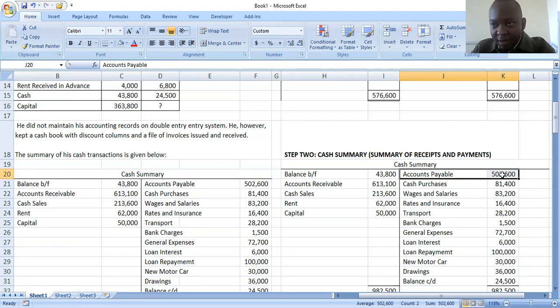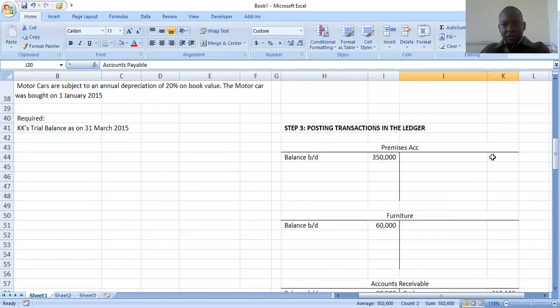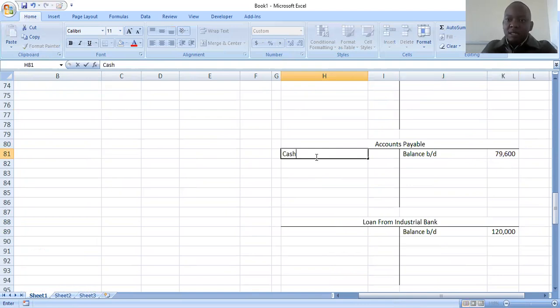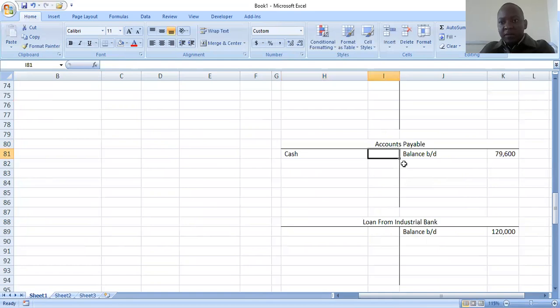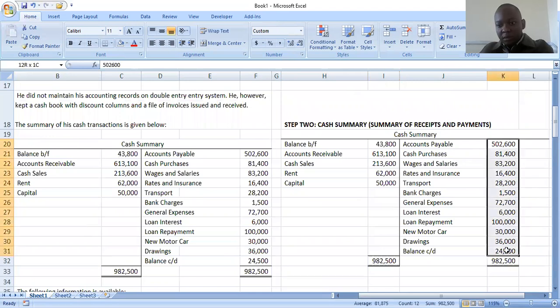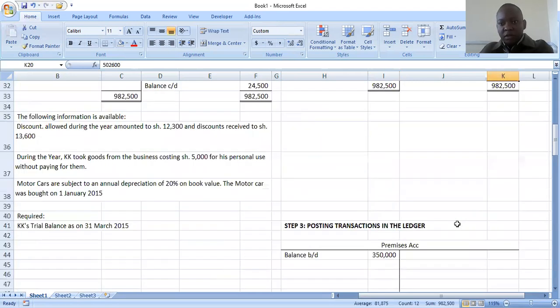Accounts payable are liabilities. Whenever liabilities decrease, we're supposed to debit. So in this case, the accounts payable were decreasing, so you go to the accounts payable and debit them by cash that amount. So you have them here. You debit them because they are decreasing. The amount is 502,600.